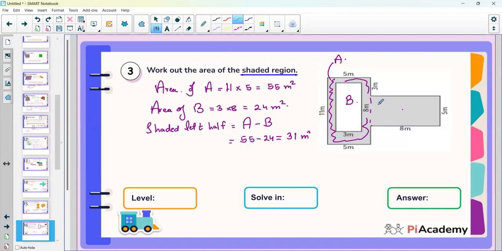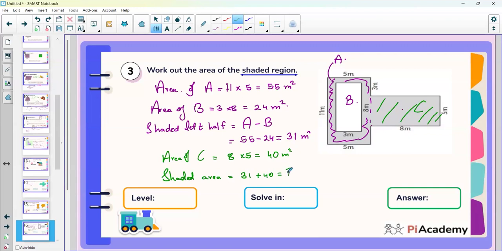Now, we have worked out this area. What is this other shaded area, this region? Let's call this C. What is the area of C? Again, it is simply the area of a rectangle, which is 8 multiplied by 5. This is 40 meters squared, right? Now, what do you want? You want the shaded left half area, which is in purple, plus this green colored shaded area, which is 31 meters squared plus 40 meters squared. Hence, the shaded area is 31 plus 40, which is 71 meters squared.